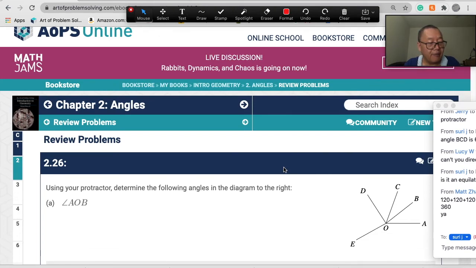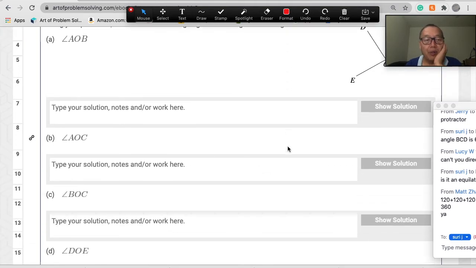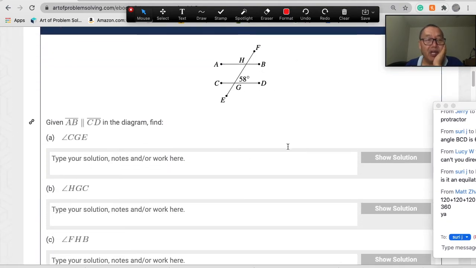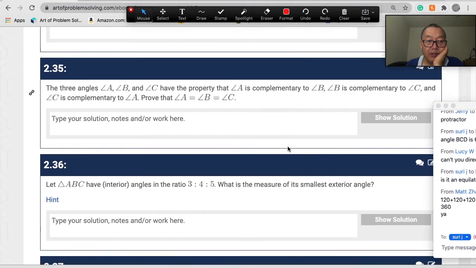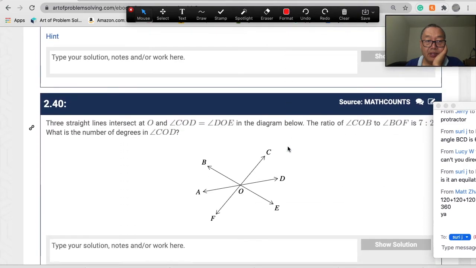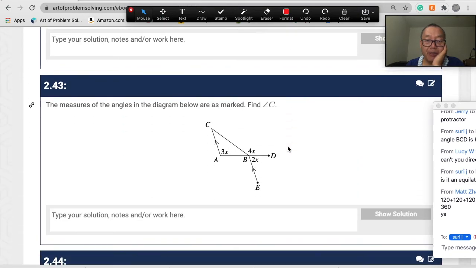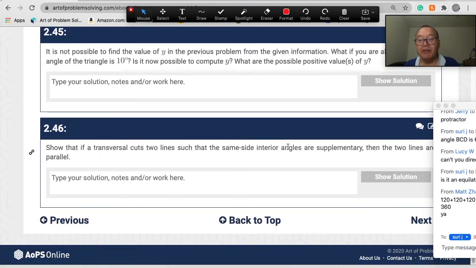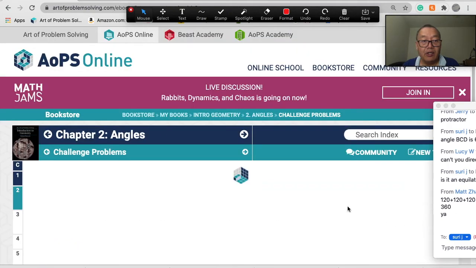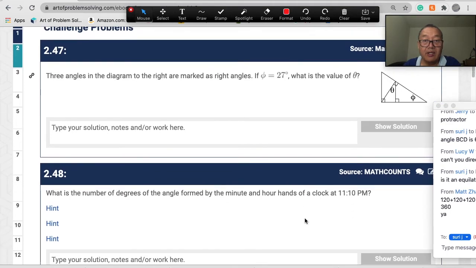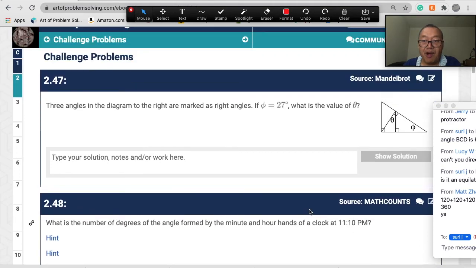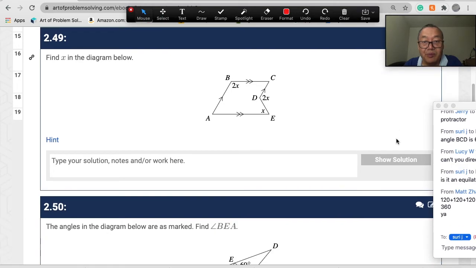Now you need to finish the homework. You also need to finish all the review problems. Now let's see if we can pick some review problems, or we can do some challenge problems. You know, in each chapter, besides the review problems, we also have challenge problems. Now let's see here. Okay, let's try to solve this. Let's see some harder problems.